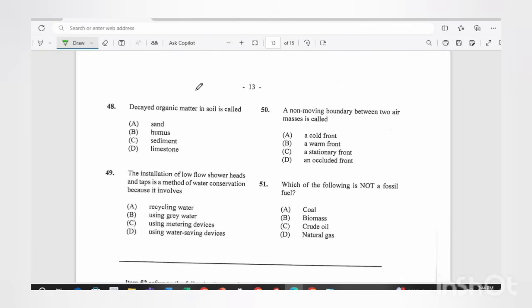Question 48. Decayed organic matter in soil is called A. sand, B. humus, C. sediment, or D. limestone. The answer there is B.